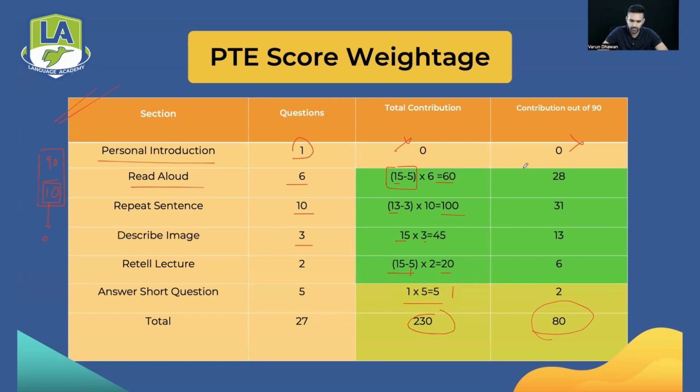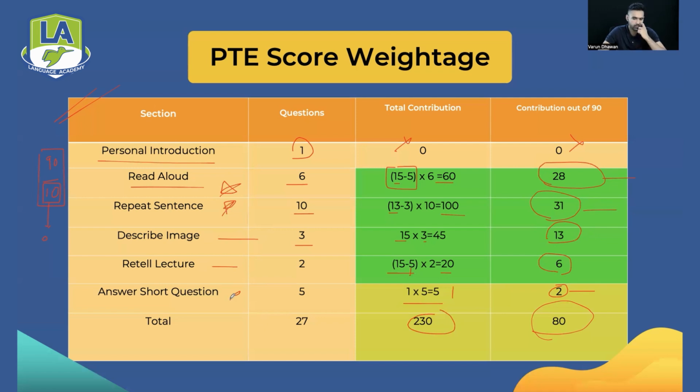Now I've calculated and weighed this out of 80. If you calculate it, you get 28 points from your read aloud in your speaking, 31 points from your repeat sentence in your speaking, 13 points from your describe image, 6 points from your retell lecture, and only 2 points from your answer short question. That is why I always say this is super important. This is extremely important. Moderate importance. Not important at all.